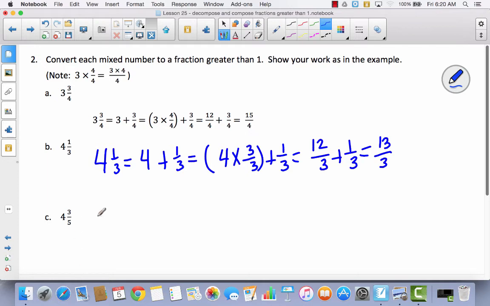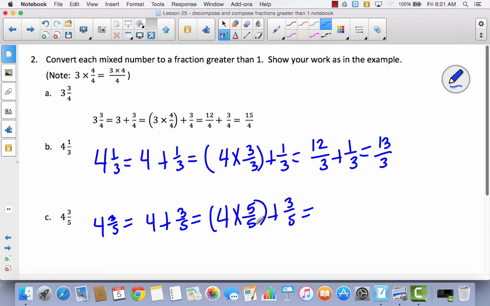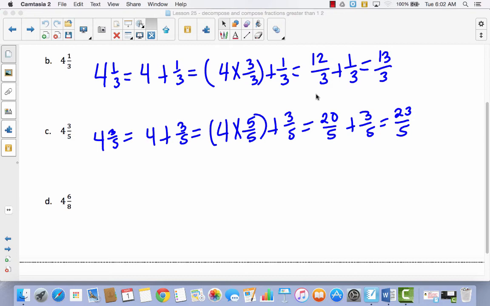Okay, let's try that one more time. So I've got 4 and 3/5 equals 4 plus 3/5. Now because I've got fifths here, that means I'm going to have 5/5 4 times for this whole number. So I've got 4 times 5/5 plus 3/5. So 4 times 5/5 would be 20/5 plus 3/5 equals 23/5. Okay, why don't you try to do D all by yourself?